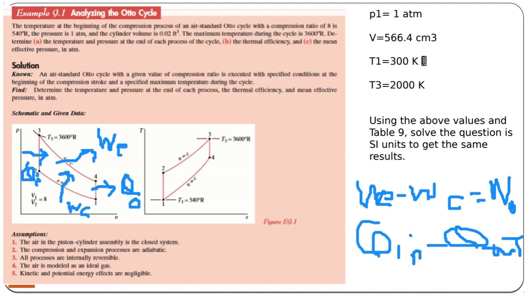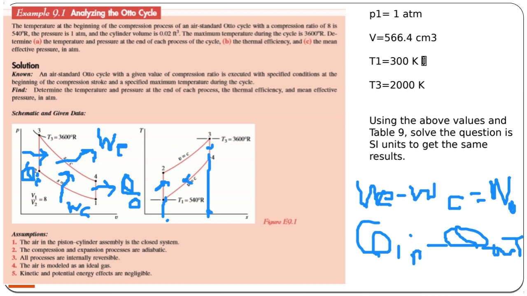We can see a similar graph, which is the TS graph. As you can see, the compression is isentropic, meaning that the entropy does not change. Then we have heat addition. Then expansion is also isentropic. Then we have heat removal.